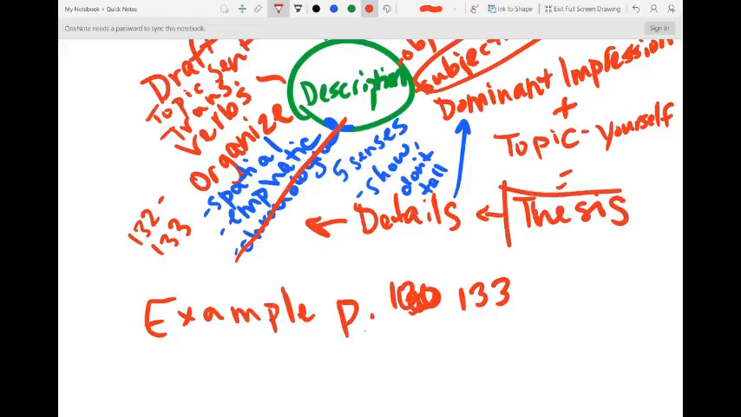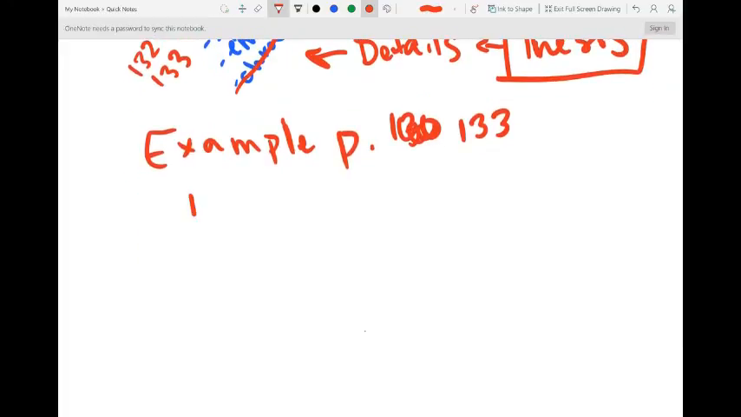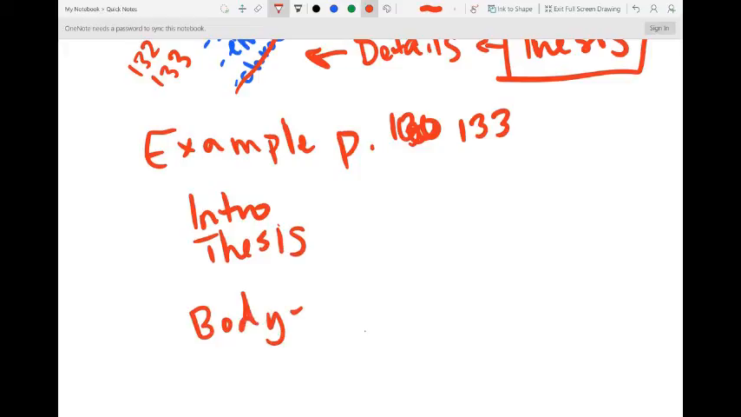Remember that thesis statements need to come at the end of the introduction. So you should have some background information and then jump into your paper, and that thesis becomes that great divide between introduction and body. So it should look something like this, okay? Intro with your thesis, and then you should have your body paragraphs, okay? This would either be organized spatially or emphatically.